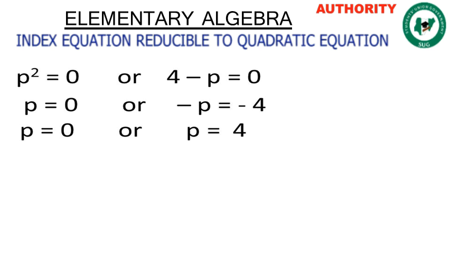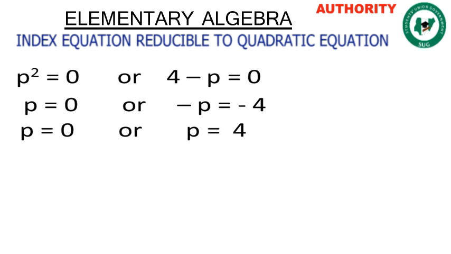Now, we are looking for p, not p squared, so we'll take the square root of both sides. So it will still give p is equal to 0. Or we have minus p is equal to, let's take 4 to the other side, minus 4. So we divide both sides by minus 1, that is to remove the minus in p. So we have p is equal to 4.